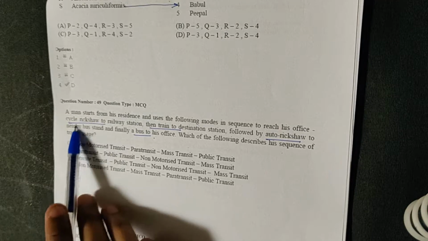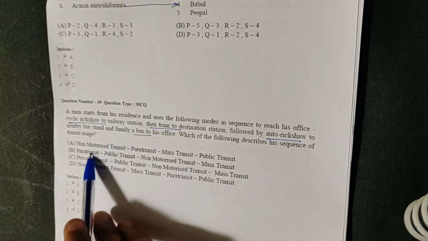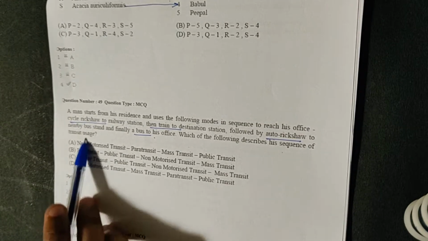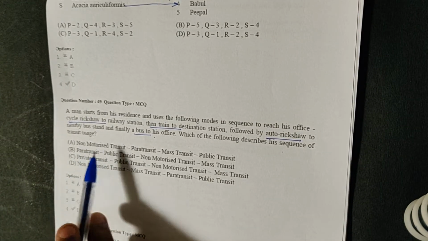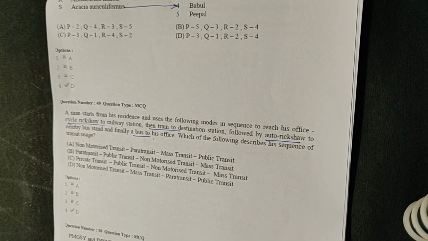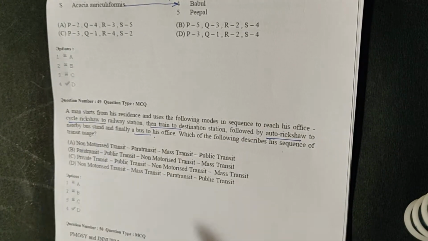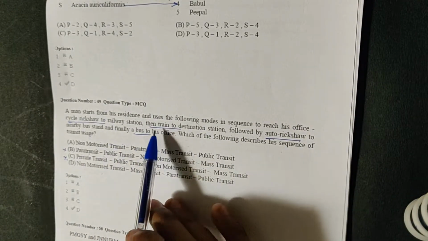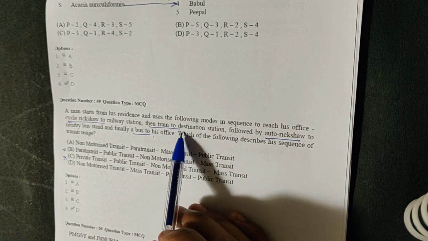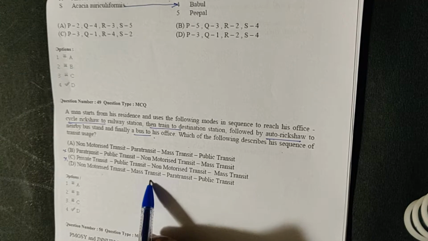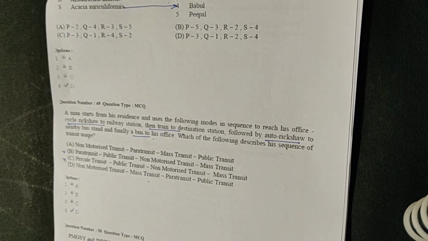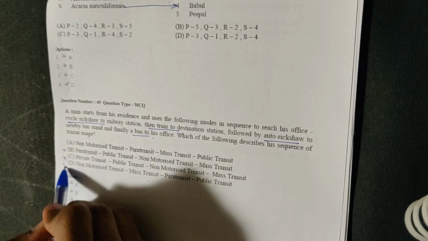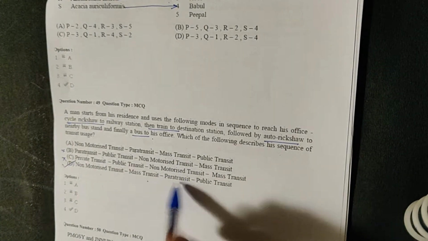It starts with a cycle rickshaw, which is non-motorized. So you can see the first four options: non-motorized, paratransit, private, or non-motorized. Obviously a cycle rickshaw has to be non-motorized, so your B and C get cancelled out. Next, he takes a train. A train is a mass transit, yes, because a lot of people travel in it. It is not a paratransit. Therefore, D becomes an answer, but let us see the rest as well.